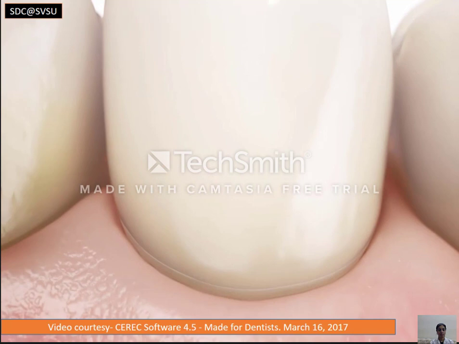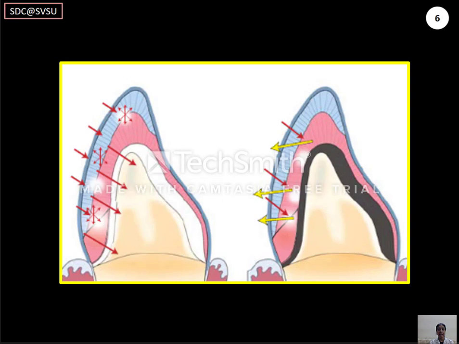As we saw in this video, light plays a very important role in the perception of a structure. Enamel is a very translucent structure and can transmit up to 70% of light, whereas dentine, being less translucent, can transmit only up to 30% of light.